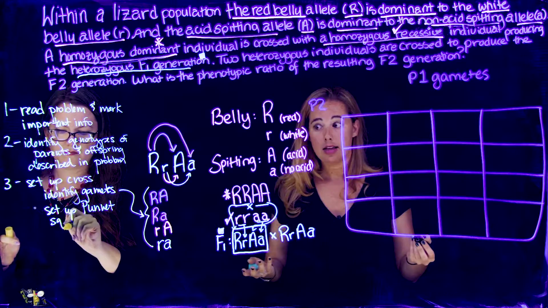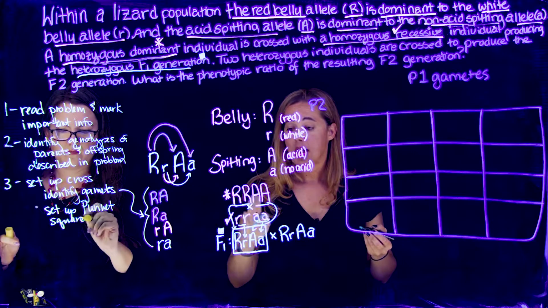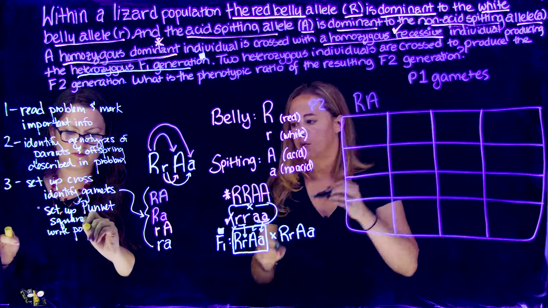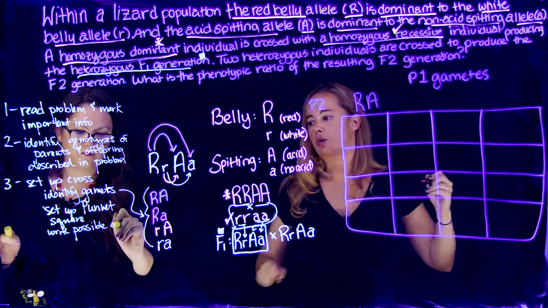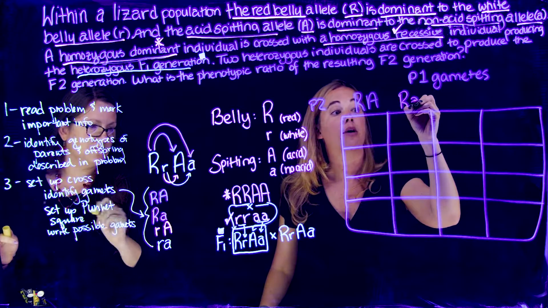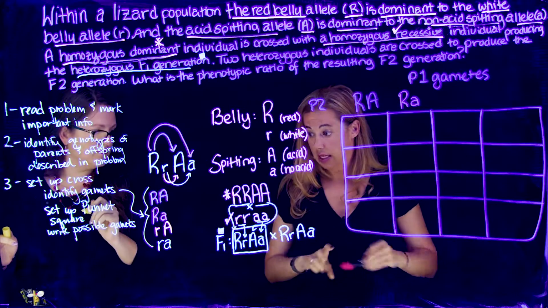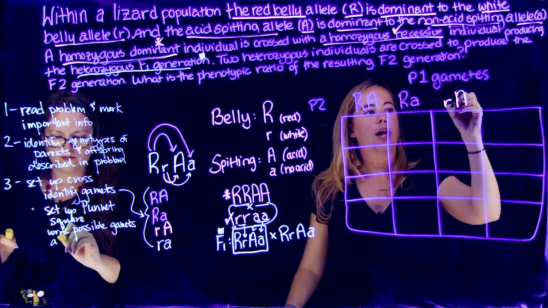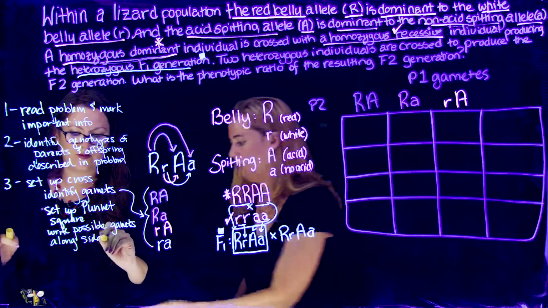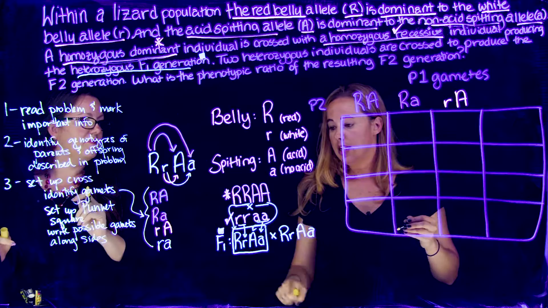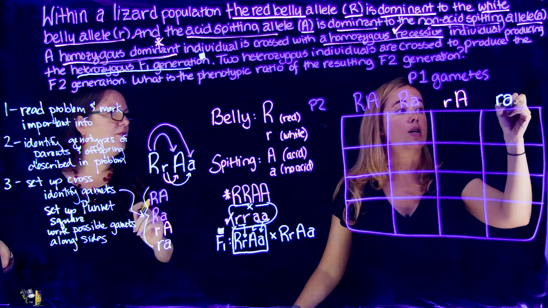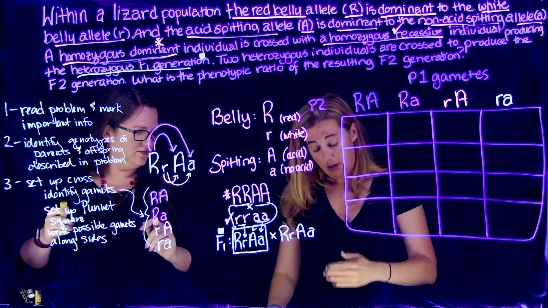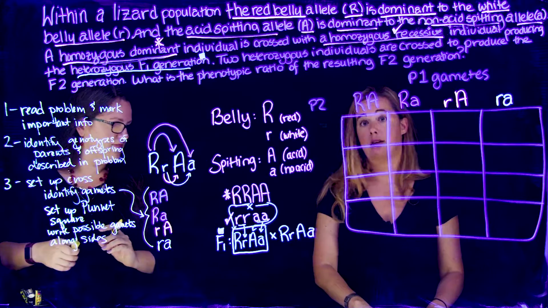So let's set this up. Remember, both parents have the same genotype. Parent number 1, capital R, capital A. Parent number 2, capital R, lowercase a. Gamete number 3, lowercase r, capital A. Last but not least, lowercase r, lowercase a. So these are the 4 gamete types generated from one parent. On the other side, the other parent, exact same genotype, we do the exact same thing.